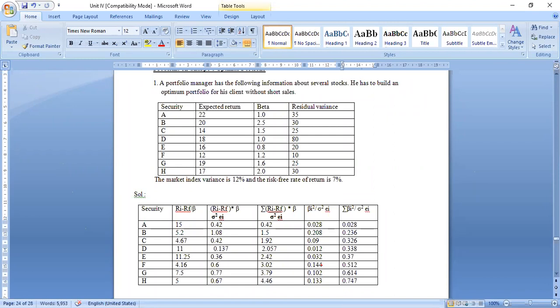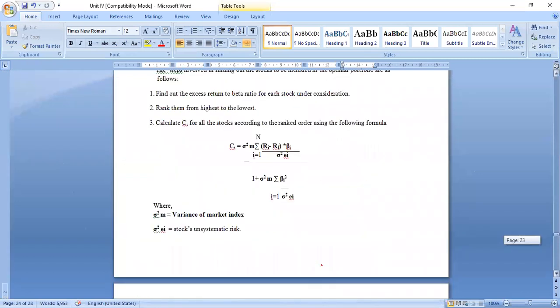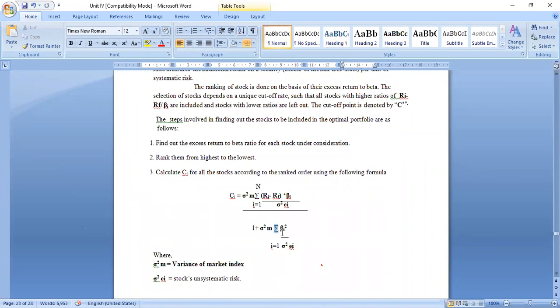Plus 0.144 gives 0.514, plus 0.102 gives 0.616, and the last one plus 0.133 will give us 0.749. These values are changed because this particular value was 7.33, so it will reflect all the values here. So with this, we complete the summation of beta i square divided by residual variance.